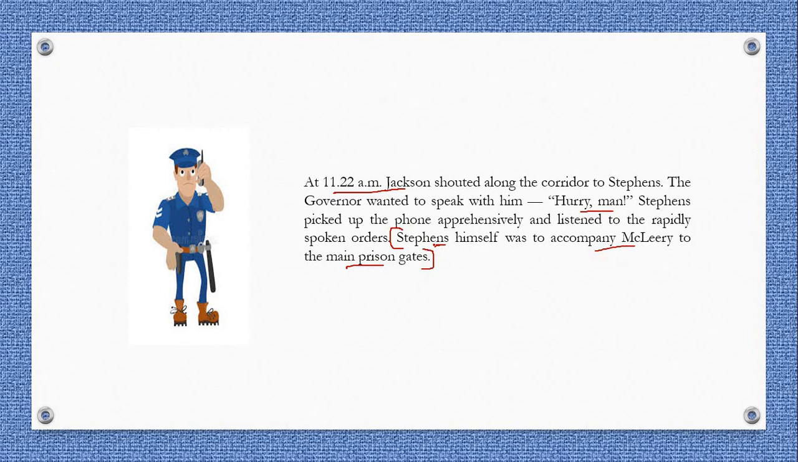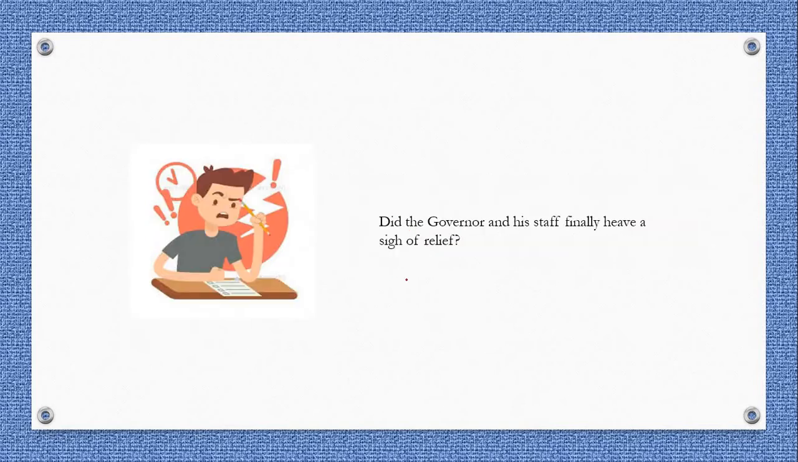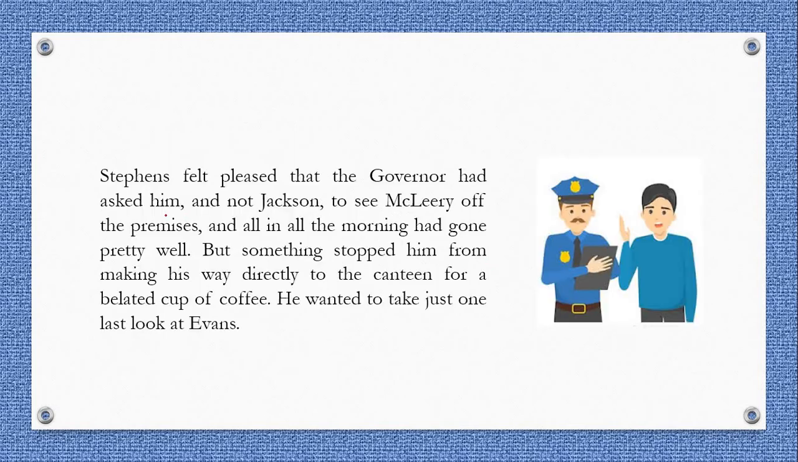What did they see next? Did the governor and his staff finally heave a sigh of relief? Not really. Stevens felt pleased that the governor had asked him and not Jackson to see McLeary off the premises, and all in all, the morning had gone pretty well. But something stopped him from making his way directly to the canteen for a belated cup of coffee. He wanted to take just one last look at Evans.